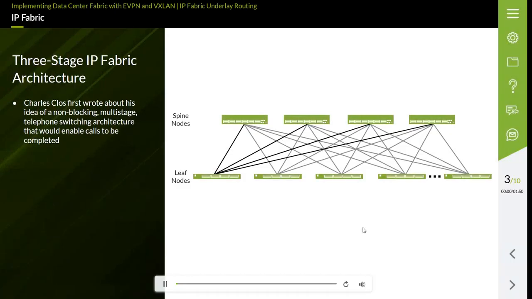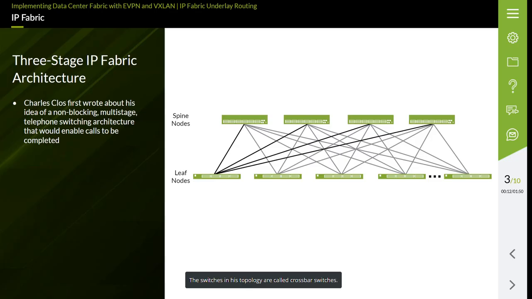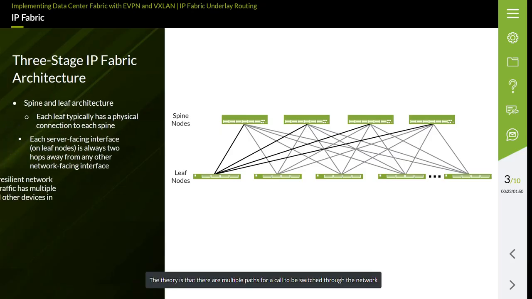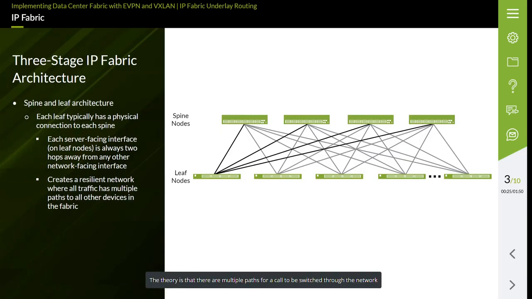In the 1950s, Charles Clos first wrote about his idea of a non-blocking, multi-stage telephone switching architecture that would enable calls to be completed. The switches in his topology are called crossbar switches. A Clos network is based on a three-stage architecture: an ingress stage, a middle stage, and an egress stage. The theory is that there are multiple paths for a call to be switched through the network, such that calls will always be connected and not blocked by another call.